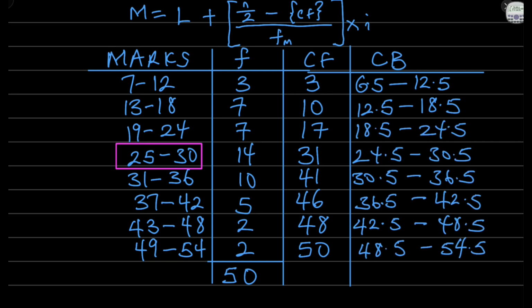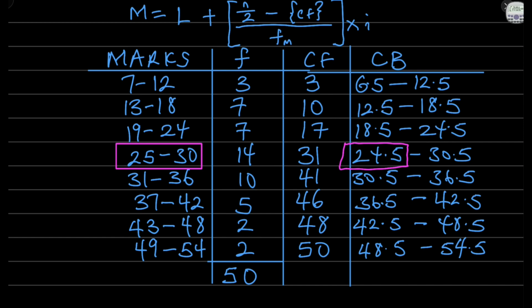So I have my class boundaries. However, our interest here is the lower class boundary of the median class, and don't forget that this is the median class. Definitely all we need is just this, and this would be the lower class boundary of the median class, 24.5. So I can indicate that also, 24.5 as the lower class boundary of the median class.